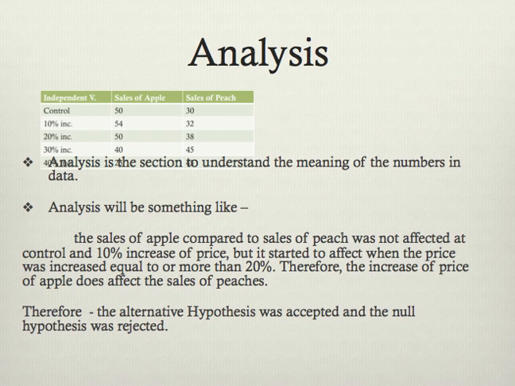Therefore, increase of price of apple does affect sales of peaches. So therefore, alternative hypothesis was accepted and null hypothesis was rejected. That's analysis. You don't go any further than that. You don't make theories and assumptions at this point. For analysis, you just compare the numbers and you just come up with the understanding.